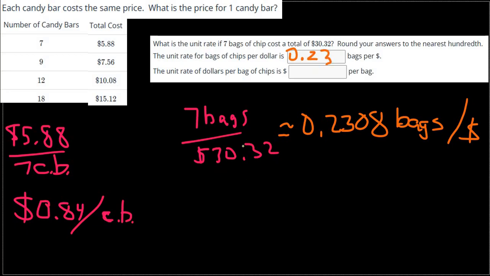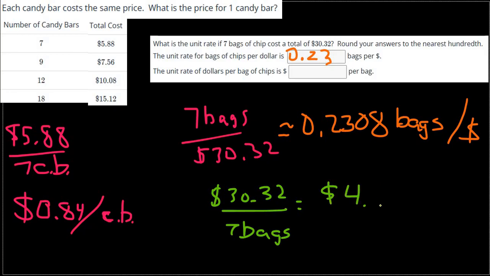Now where we're used to doing this is the dollars per bag. So this time we put the cost on top, and this would be $30.32 divided by 7 bags. And it's going to be about 4.331 dollars per bag. And round that to the nearest hundredth, that's the second number after the decimal, would be 4.33. So go ahead and pause it if you need more time on this page.